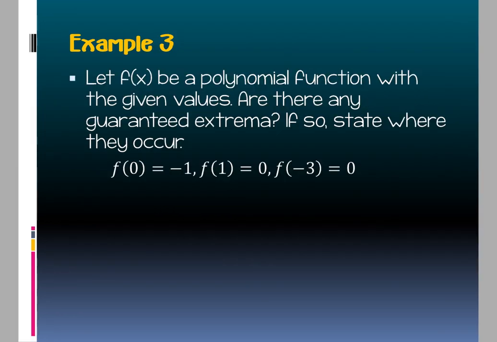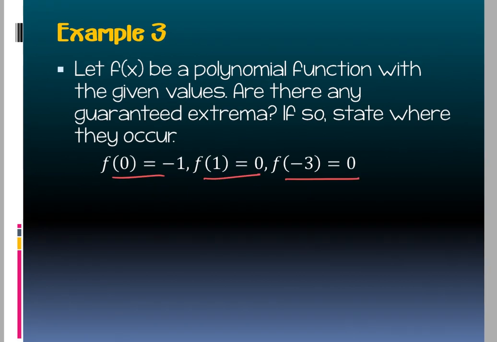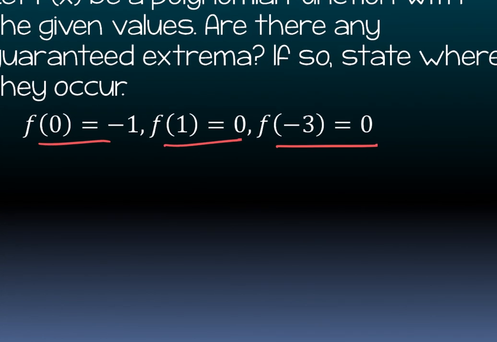Can you go back? I'm going to reread this because I wasn't recording. Let f of x be a polynomial function with the given values. Are there any guaranteed extrema? And if so, state where they occur. So think about what these pieces of information are really disguising. How can I rewrite this so that it would make sense on a graph?